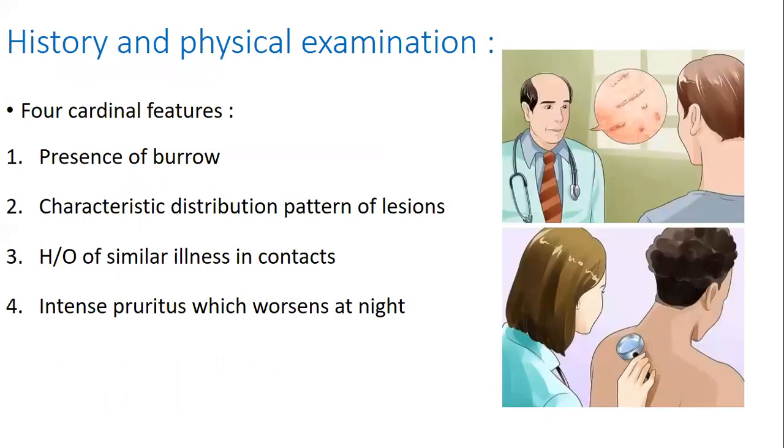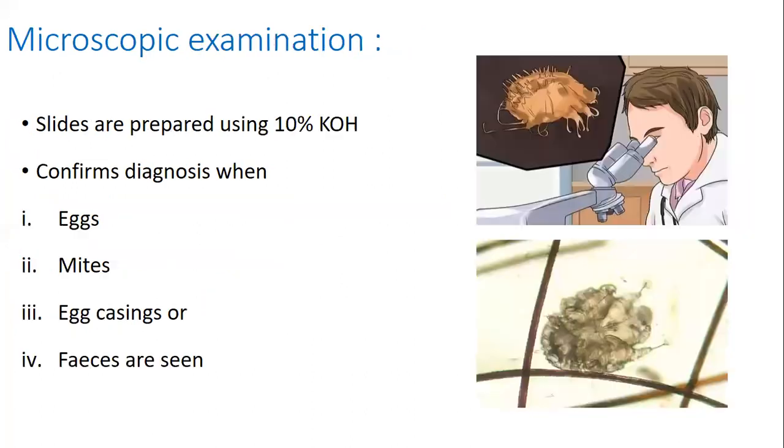So first is the history and physical examination. 4 cardinal features will be present in the patient of scabies: presence of burrows in the skin, characteristic distribution pattern of lesions, like the lesions will be present in the circle of Hebra, history of similar illness in the contacts, and intense pruritus which worsens at night.